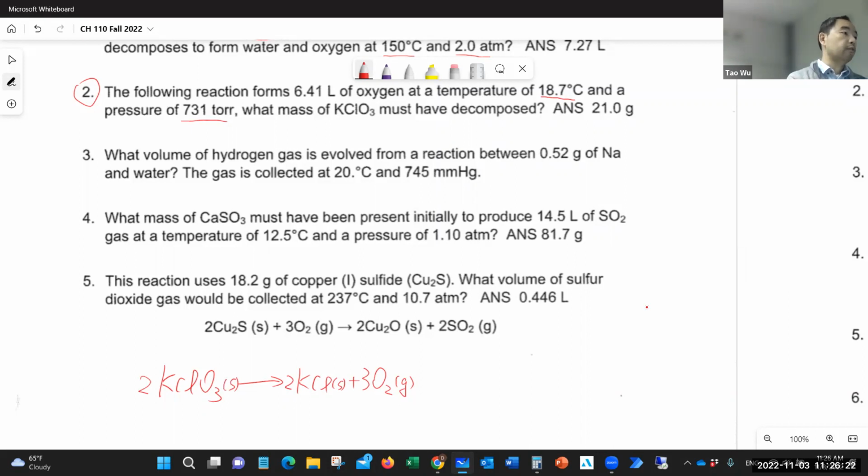Now we know the volume of the oxygen is 6.41 liter, the temperature is 18.7 Celsius, and the pressure is 731 torr. We know the volume, the temperature, and the pressure, so based on PV equal to nRT, we should be able to figure out the moles of the oxygen.